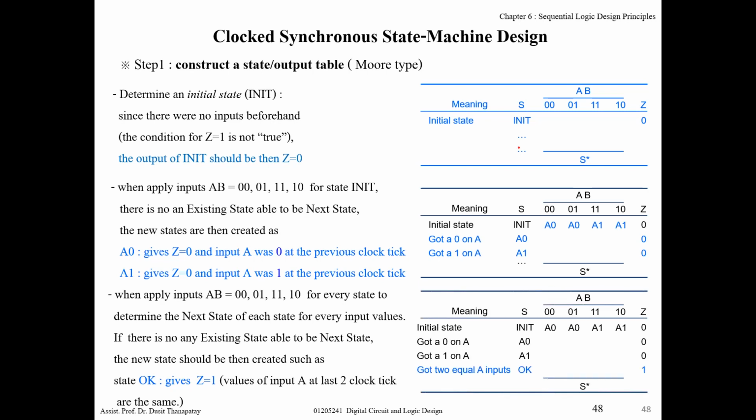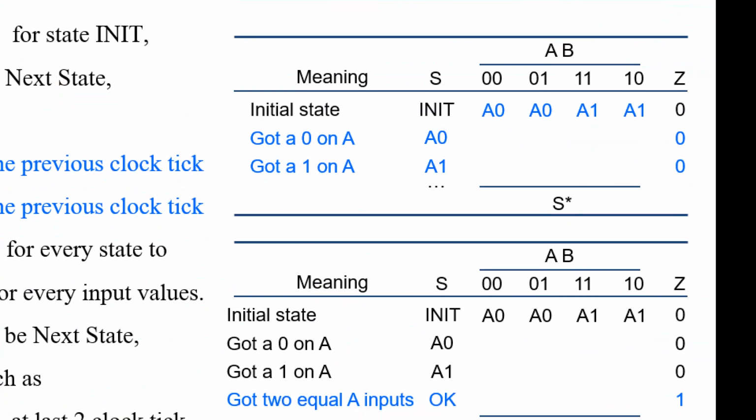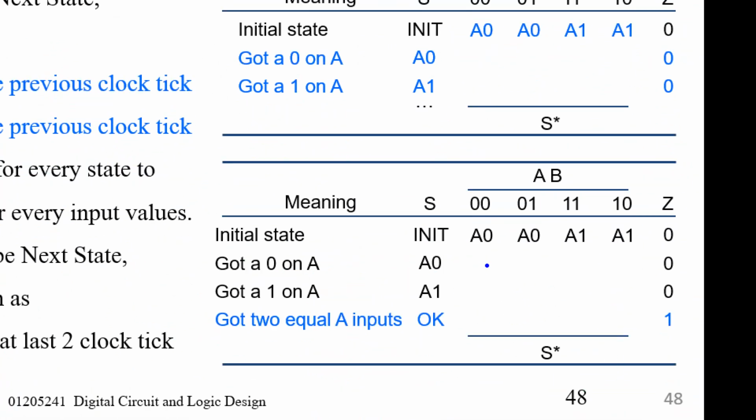Okay, state OK. Based on this one, now at state A0, if the clock ticks and we get input A to be 0 again, it should go to the state that gives logic 1 output, right? So it should go to OK here. This one also OK. But at A0, if the next input A is 1, it goes to the state that output is 0, right? And the last clock tick A is 1, so it should go to A1.